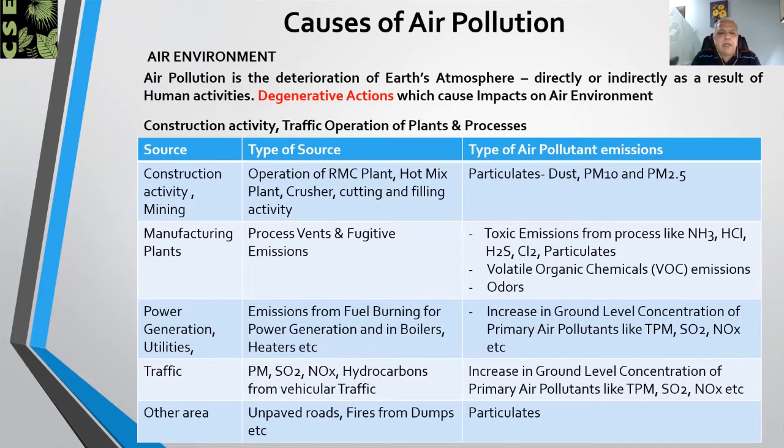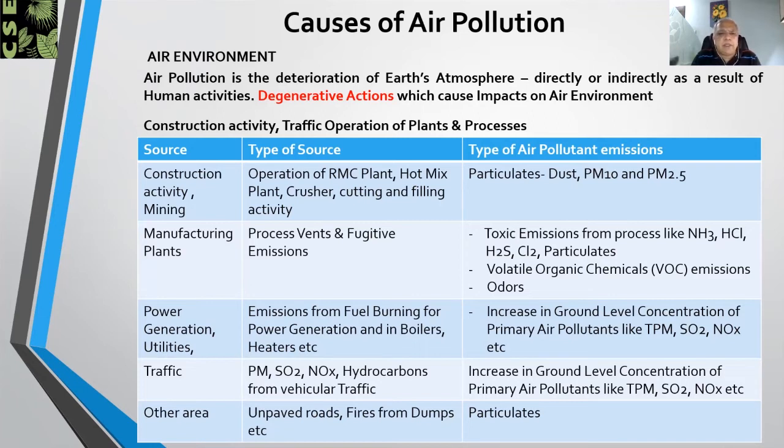And in the case of iron and steel plants, cement plants, etc., we have major pollution which is because of the particulates. In case of power generation, there is emission from fuel burning for power generation, and in utility boilers, heaters, etc., where there is increase in ground level concentration of primary pollutants like TPM, SO2, NOx, etc. Then we have traffic source, which results in particulate matter, sulfur dioxide, nitrogen oxides, hydrocarbons from vehicular traffic, which results in increasing the ground level concentration of primary pollutants like particulates, sulfur dioxide, and nitrogen oxides.